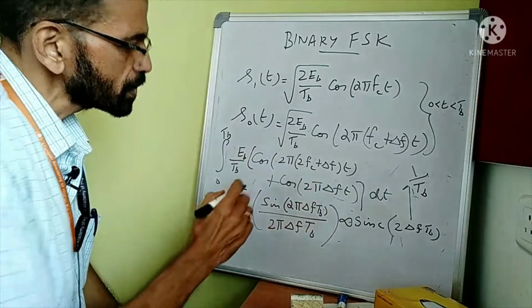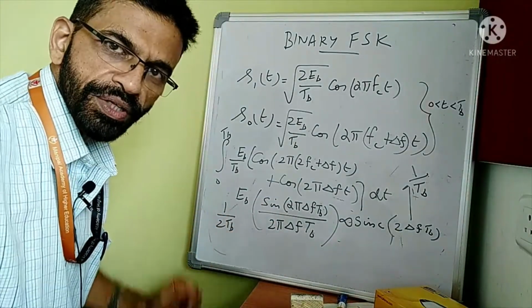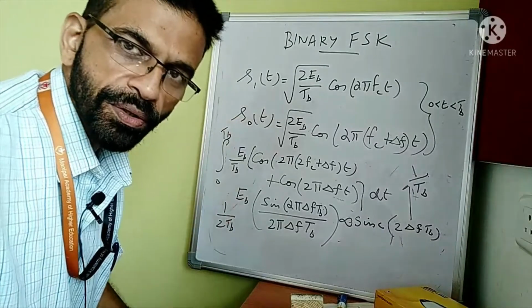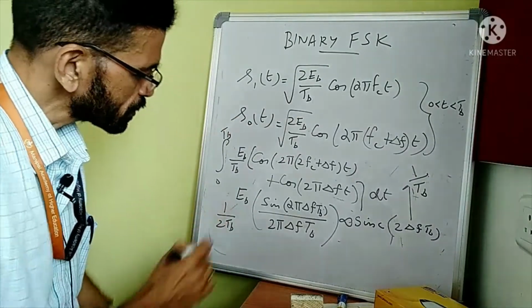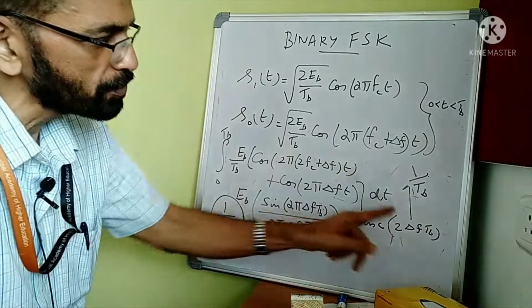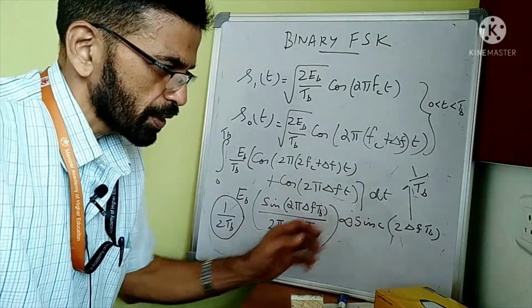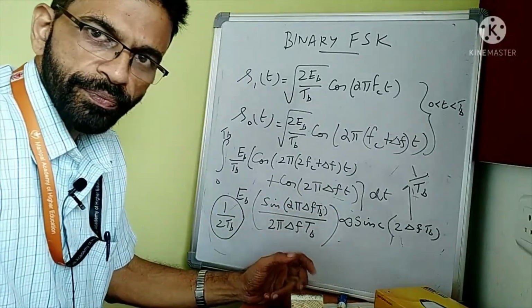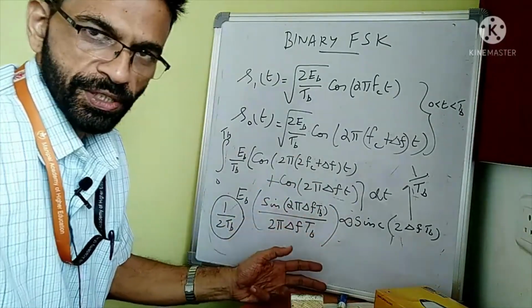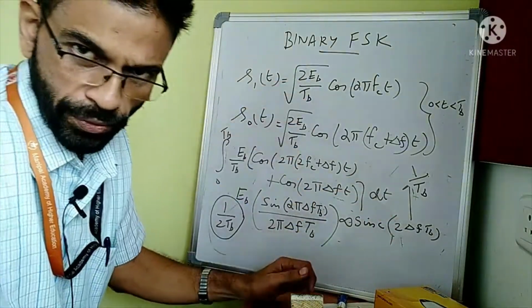And interestingly, if delta f is 1 by 2 TB, even then the signals will be orthogonal to each other. We will discuss this later when we discuss another modulation scheme. For the time being, we will proceed with the assumption that delta f, as we saw now, has to be an integer times 1 by TB, and it can be 1 by TB itself because 1 is an integer, and that will ensure that these two signals are orthogonal.